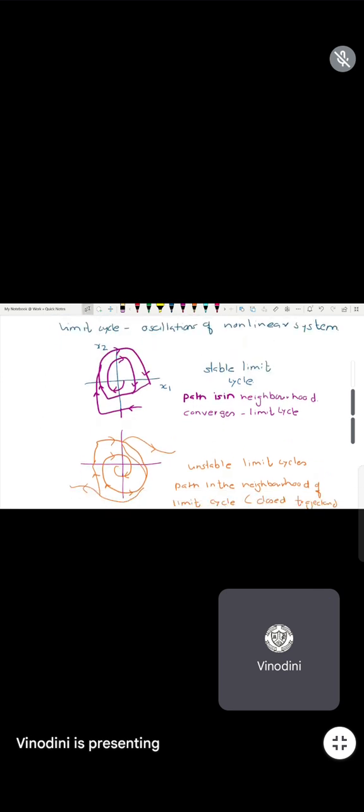So observe this first and second. In the first, the path is within the neighborhood of the limit cycle, so it converges. In the second, it diverges. So it is unstable, and the first is stable. Okay, so this is the concept.